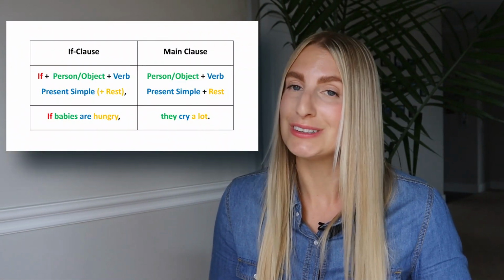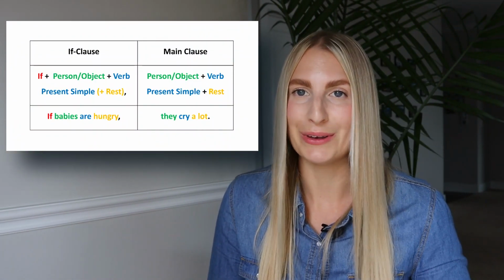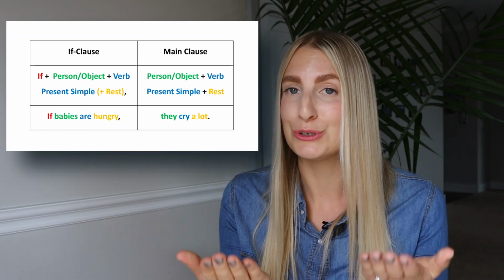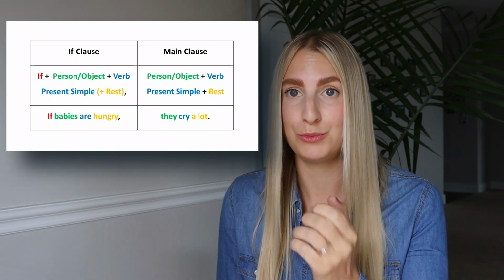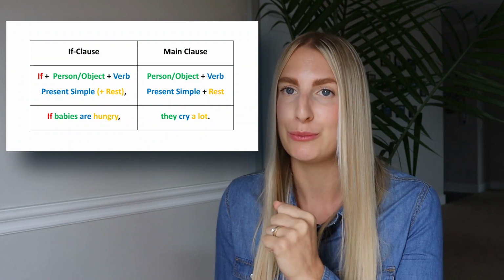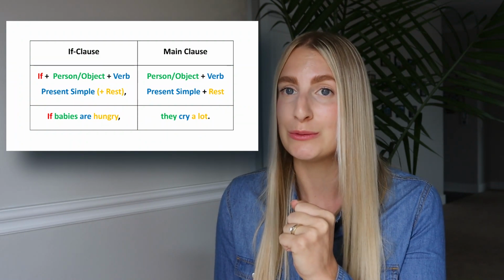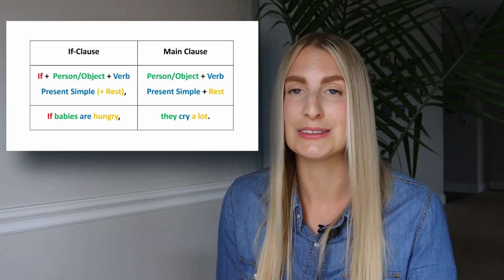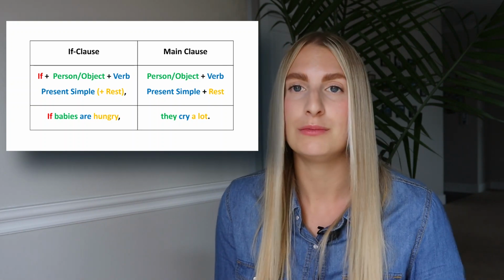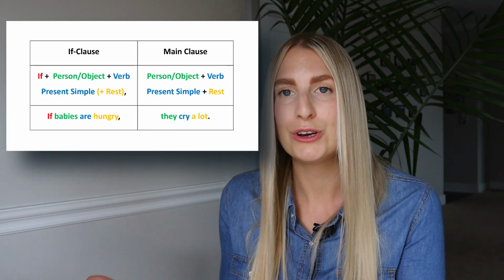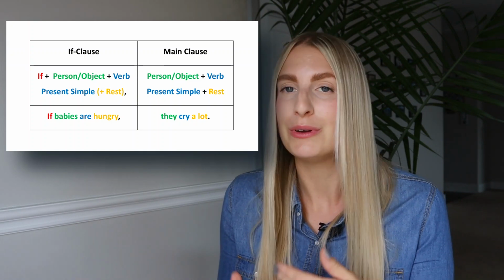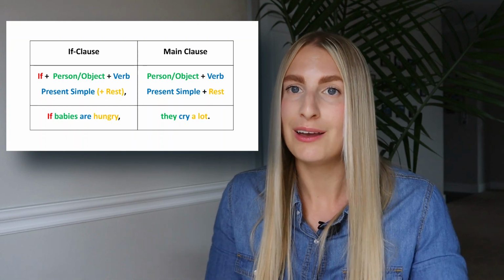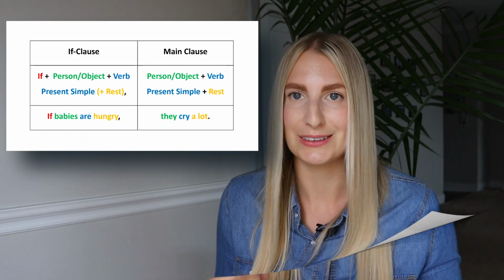The word order of the zero conditional looks like the following. We have the if clause, which starts with the if. Then there's the person or an object. Then we have the verb in the present simple form. Sometimes we have a rest of the sentence. Then we have a comma, and we are in the main clause, which starts with the person or the object, the verb in the present simple form, and then the rest of the sentence.